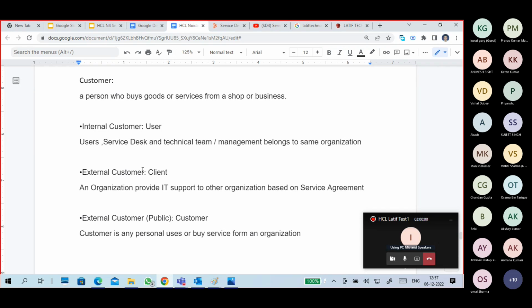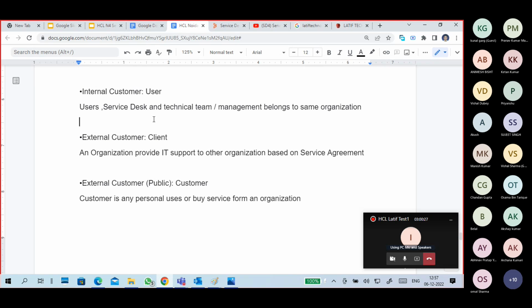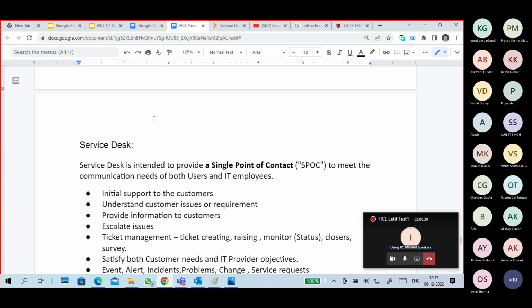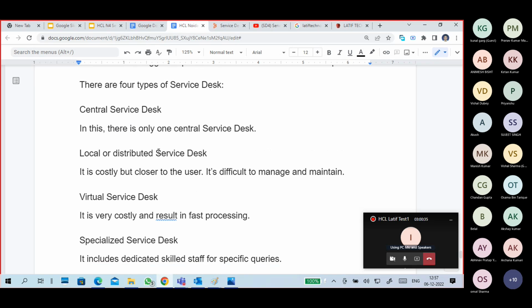Internal customers are users or people who are working in the same organization; both the service desk and the customer are in the same organization. When your user or customer requires something, they approach the service desk to get it, like printer access, VPN access, email related configuration, anything. Okay, guys, this is your service desk basic introduction.